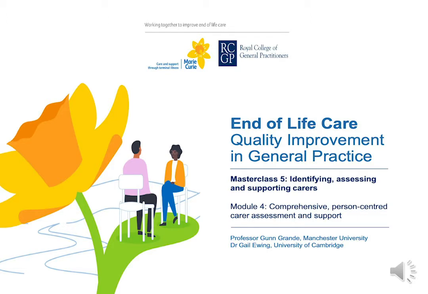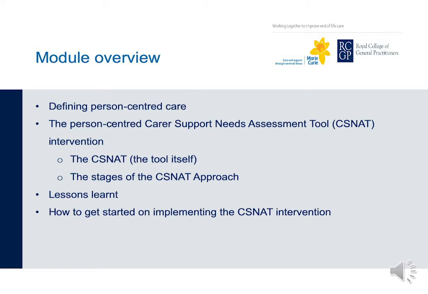As an illustrative example, we're going to use the Carer Support Needs Assessment Tool intervention, the CSNAT intervention for short. So we will cover what we mean by person-centered care in this module, the Person-Centered Carer Support Needs Assessment Tool intervention, which consists of the CSNAT, that is the tool itself, and the stages of the CSNAT approach. We'll look at lessons we've learned on the way and how to get started on implementing the CSNAT intervention for those wanting to adopt the intervention in practice.